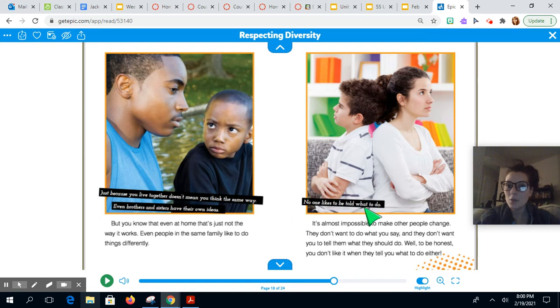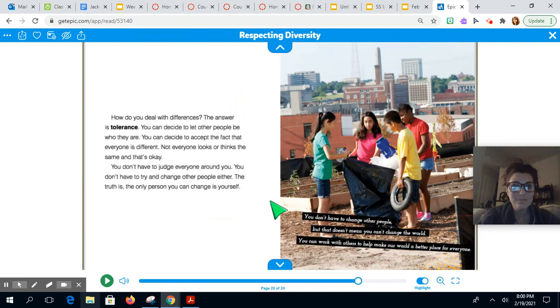No one likes to be told what to do. It's almost impossible to make other people change. They don't want to do what you say, and they don't want you to tell them what they should do. Well, to be honest, you don't like it when they tell you what to do either. How do you deal with differences? The answer is tolerance. You can decide to let other people be who they are. You can decide to accept the fact that everyone is different. Not everyone looks or thinks the same, and that's okay.